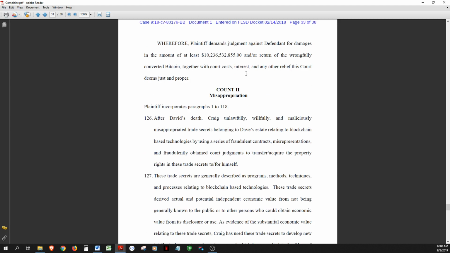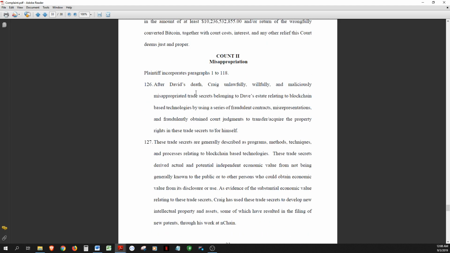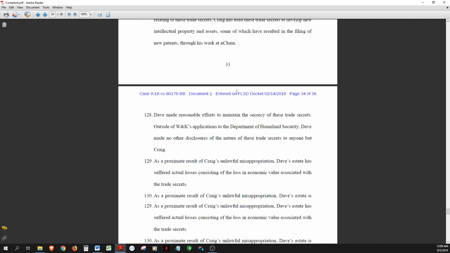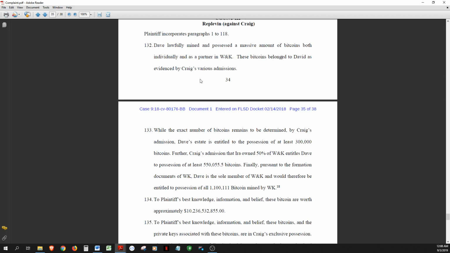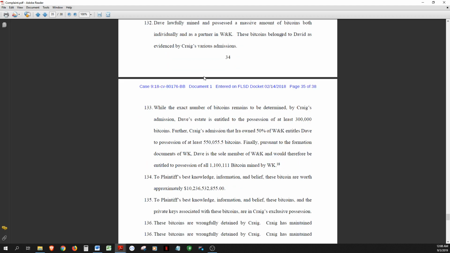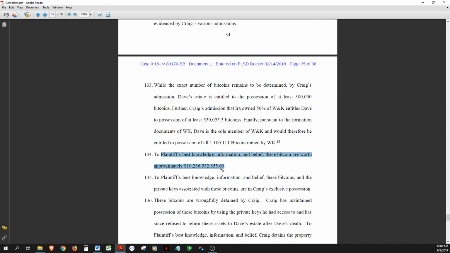Again, going on to misappropriation of trade secrets. I'm not sure what those are. I haven't looked at the exhibits, so I'm not going to go too much into that. Replevin, which is give back the Legos, i.e. the Bitcoin in this case. They had a lot of Bitcoins, and he took them, and so now they want them back.